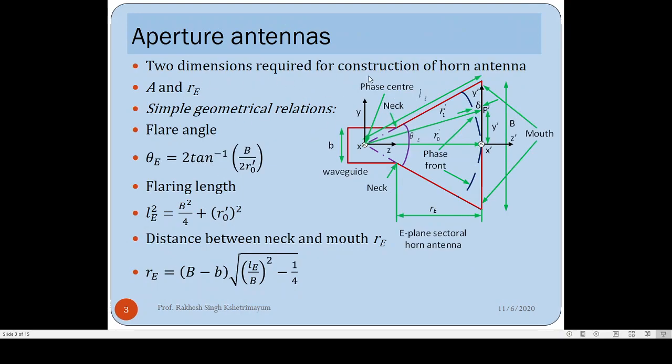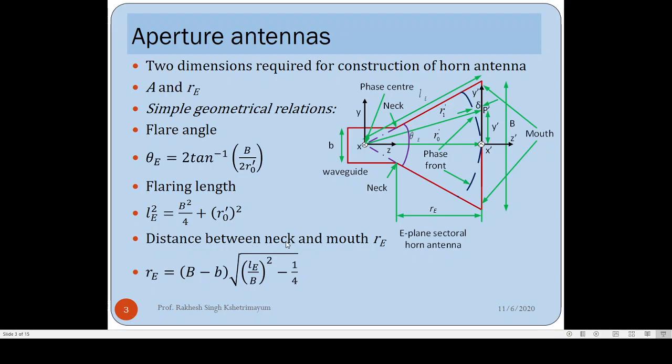As usual, the two dimensions required for construction of this E-plane sectoral horn antenna are capital B and RE. Once we know capital B, the dimension of the mouth of the horn antenna, and RE, the distance between the neck and mouth of the horn antenna, we can construct this horn antenna. Let us define the flare angle. Tan of theta E is opposite, capital B by 2, over base, R0 dash. So theta E should be 2 tan inverse of capital B divided by 2 R0 dash. And LE square should be equal to (B by 2) whole square plus R0 dash whole square.